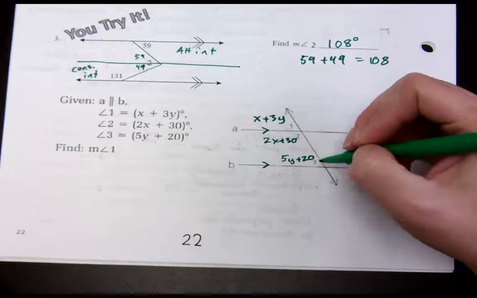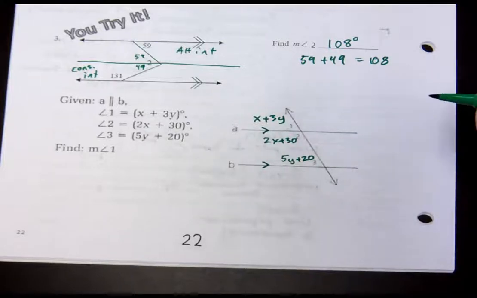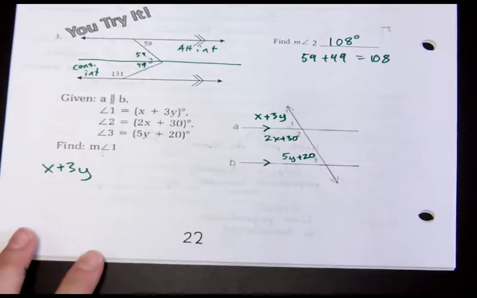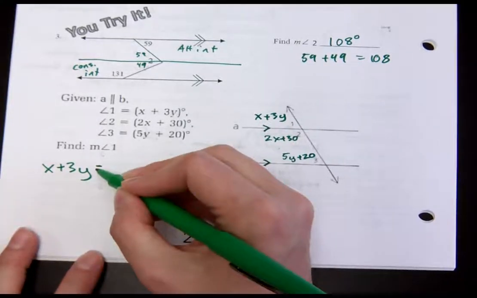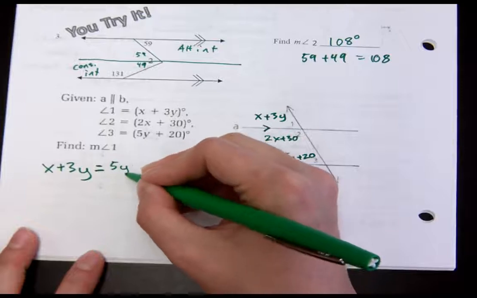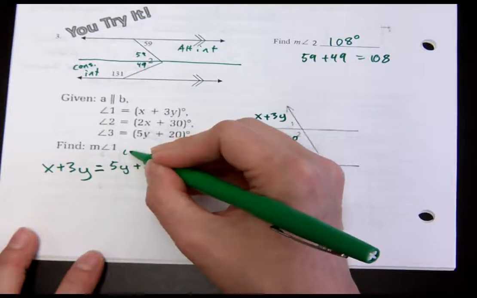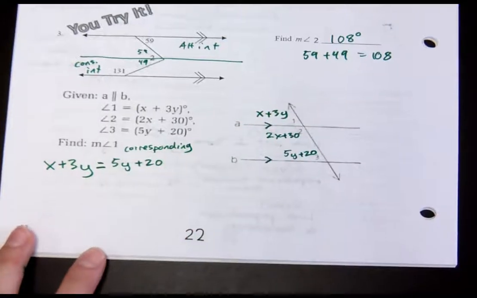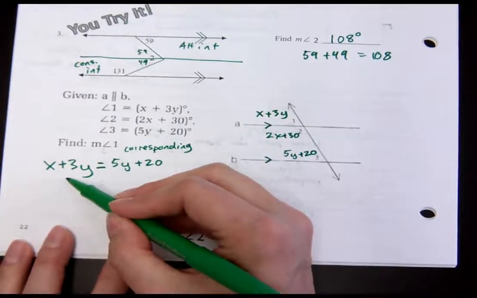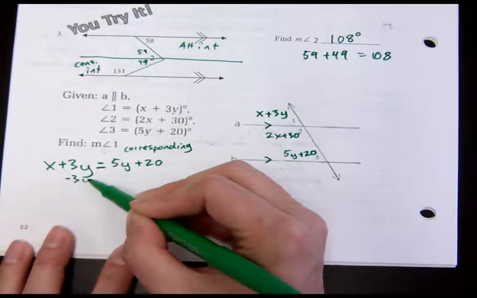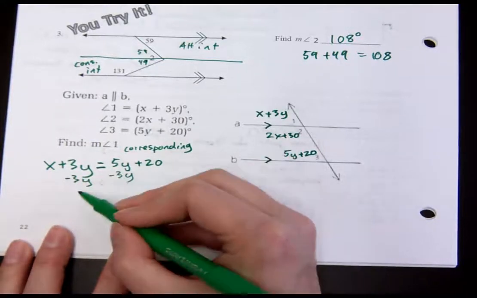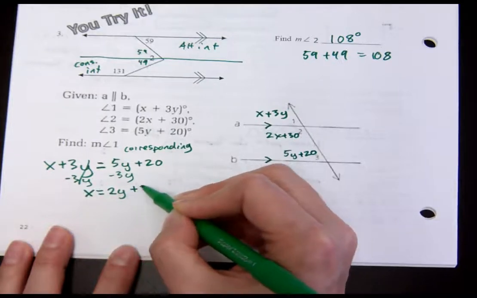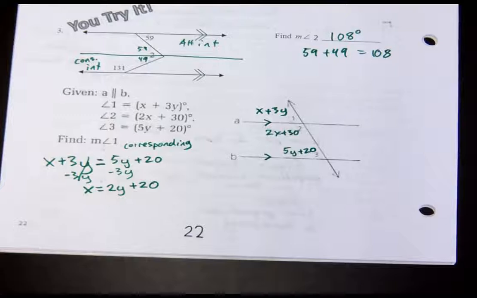So, I have to write myself two equations based on this. So if I start with x plus 3y, is there another angle that equals x plus 3y? Yeah. So those are my corresponding angles. Okay, so the corresponding angles are these two. I'm going to go ahead and simplify by getting my y's together. So minus 3y from each side. So x equals 2y plus 20. Okay, that's one equation.